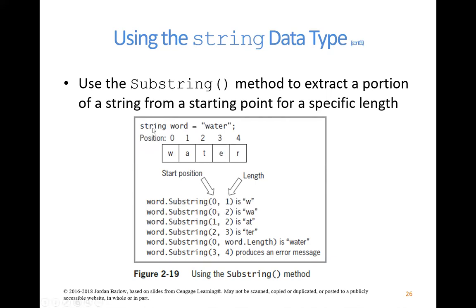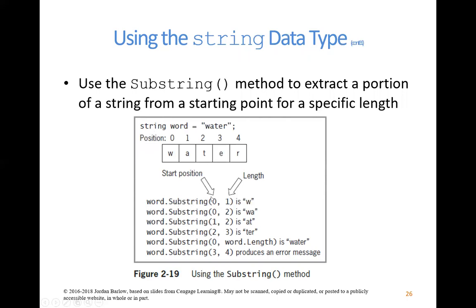Okay, so in this example, we have a string. The name of this string variable is word. The value that this variable is currently holding is the word water. Water has 5 characters numbered from 0 up to 4. W is character 0, A is character 1, T is character 2, E is character 3, and R is character 4.